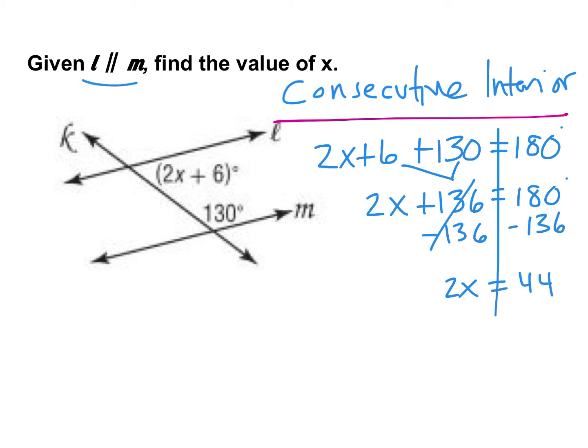Lastly, to solve for x, since we're multiplying 2 times x, the inverse is to divide both sides by 2. And we're left with x equals 22. So the important thing here as you're finding the value of x is first, identify the angle relationship. How are these angles related? They're consecutive interior angles. Now, what do I know about consecutive interior angles? They add up to 180 because the lines are parallel. So we set up our equation, and from there we just solve. Let's try another example.